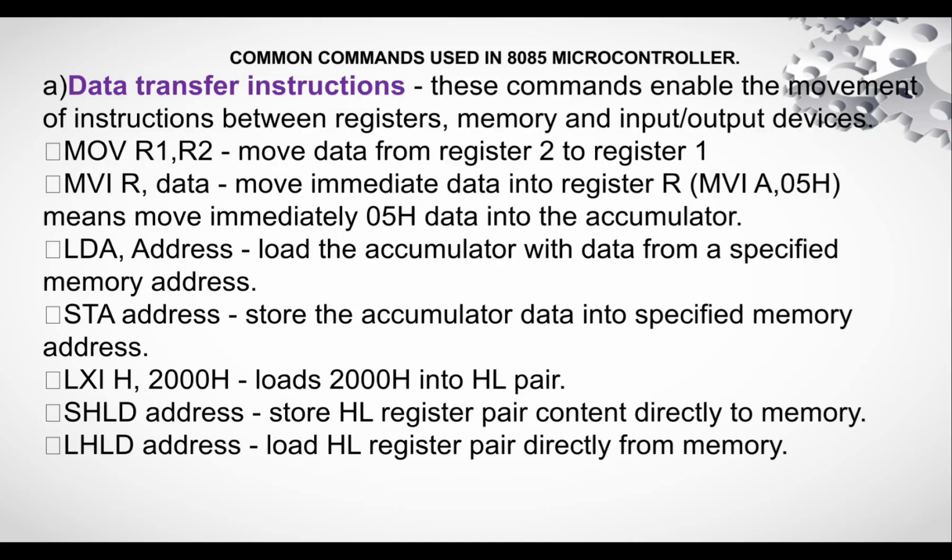Then you have capital LXI H, comma 2000 hexadecimal. So if you see an H, then it means we are looking at the register pairs. You have those types of registers that work as a set or a pair. So it means you're loading the contents of port 2000 hexadecimal into a register which is a pair register.